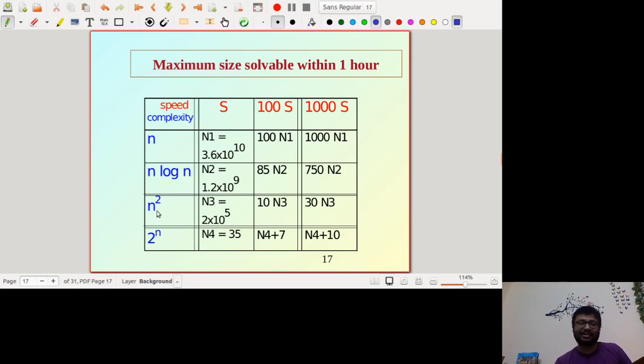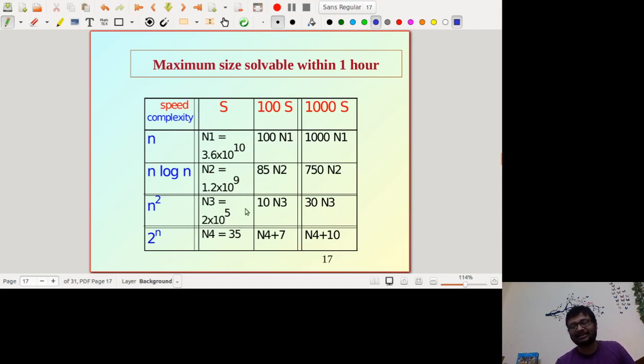If you are running an n squared time algorithm, the size that you can handle goes up only by 30 times. You could handle 2 times 10 to the power 5 sized instances in 1 hour. Now you will be able to handle only 30 times as many.